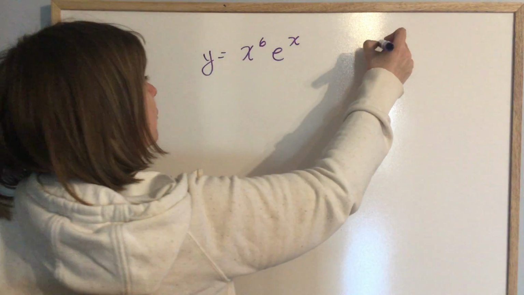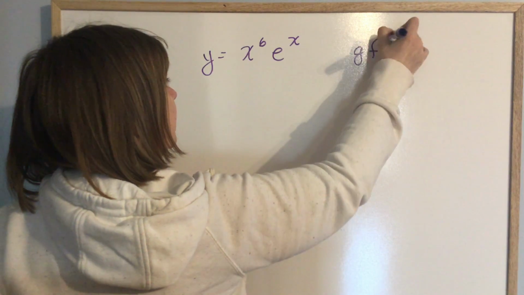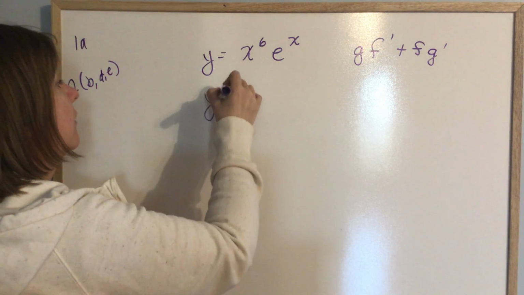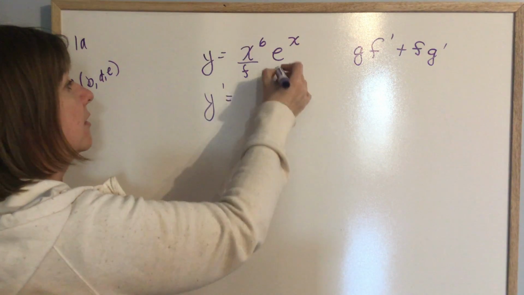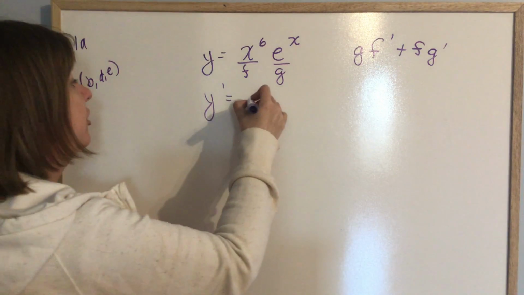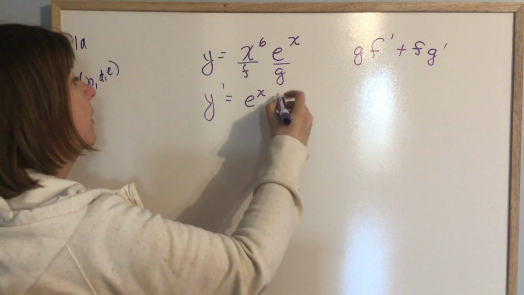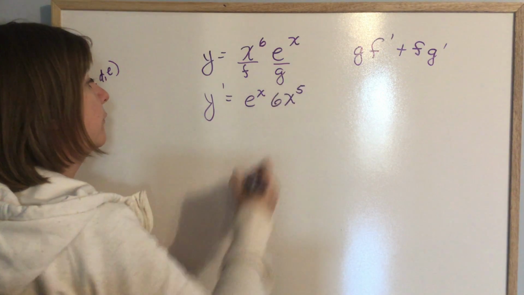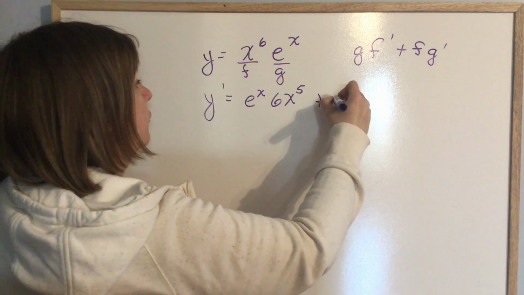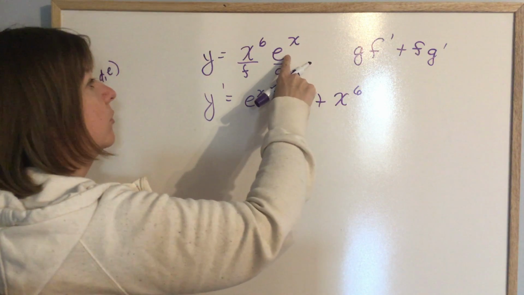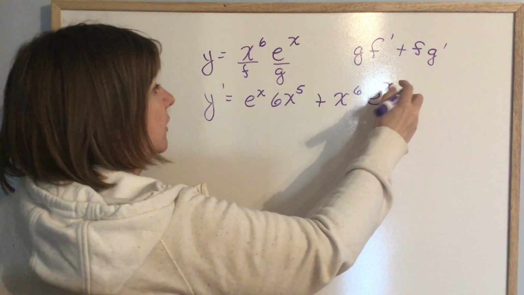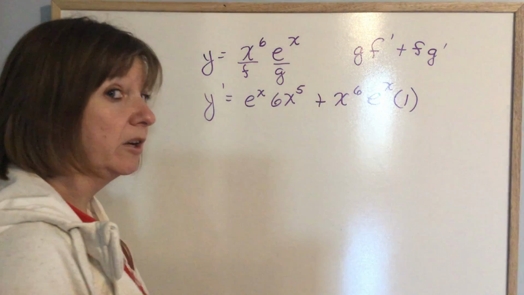Again, I would do the product rule with this. So g f prime plus f g prime. So again, the x to the 6 would be f, the e to the x would be g. So g is e to the x, f prime is 6x to the 5th. Again, just regular old derivative. Plus f is x to the 6th, and then I have to do the derivative of this. Well, the derivative of e is just e, and then the derivative of x is just 1.